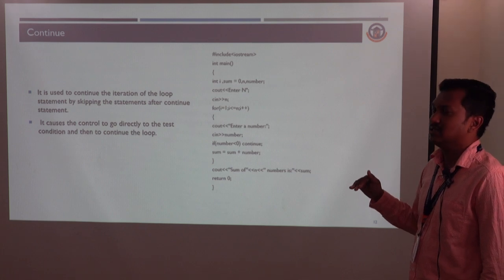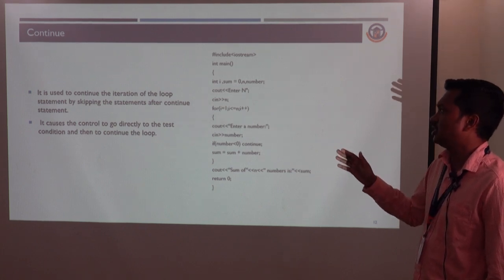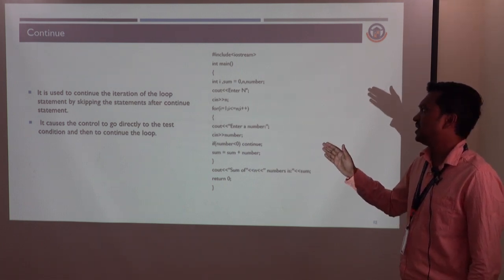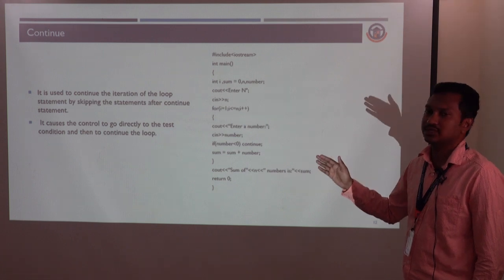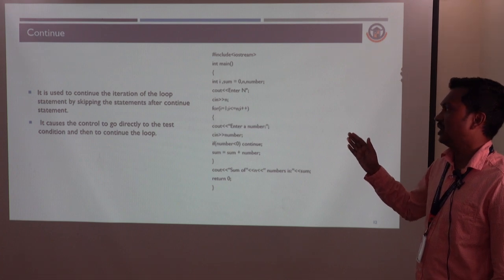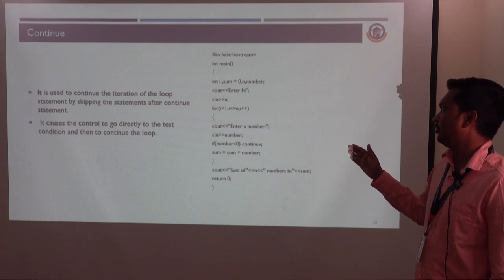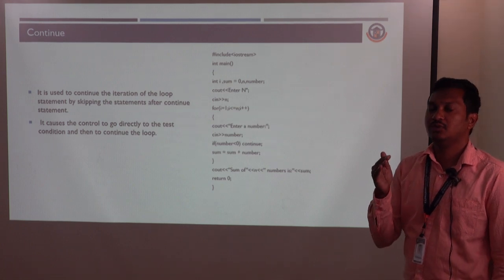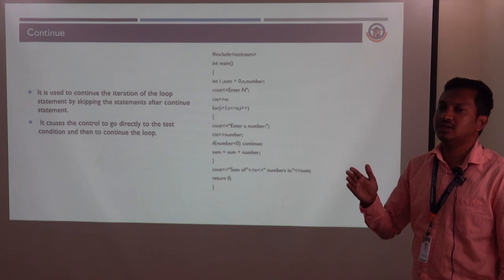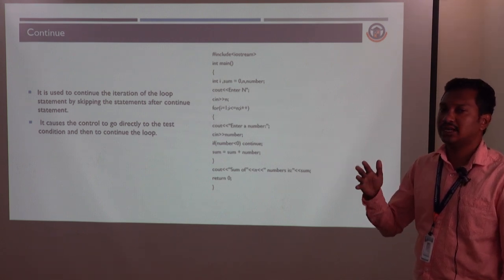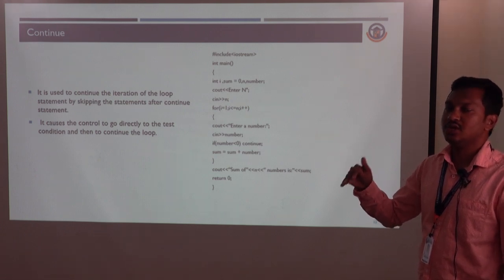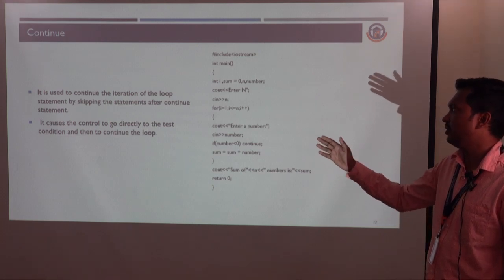Next, the next unconditional statement is continue. It is used to continue the iteration of the loop by skipping the statements after the continue statement. It causes the control to go directly to the test condition and then to continue the loop. When using the looping concept, if the condition is false the loop will be terminated. At that time, if we use continue, the execution will go on to the next iteration. That is the main thing of the continue statement.